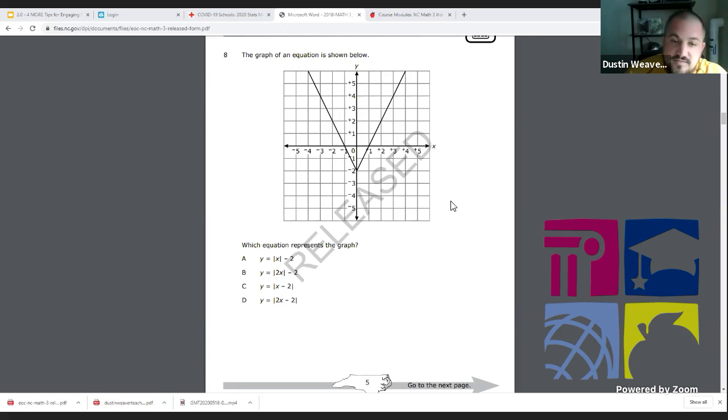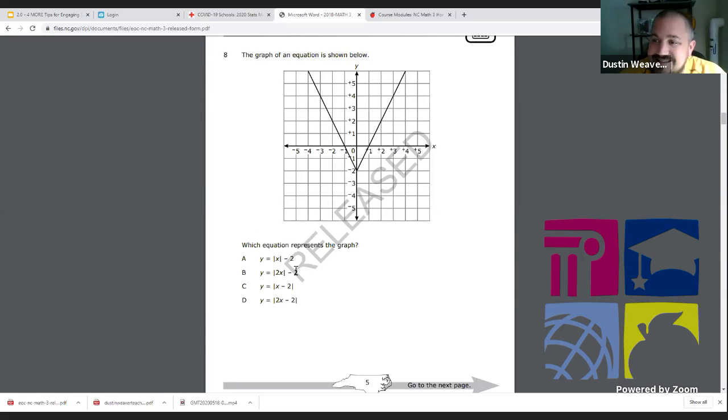Now, there are a couple of things specifically that we want to know about equations and how they move, so I want to go through that really quickly. The first thing is that an absolute value equation typically starts right here at the origin. You can see that this one's vertex is 2 down, so it's moved down 2. That's how you get the -2 on the outside here.